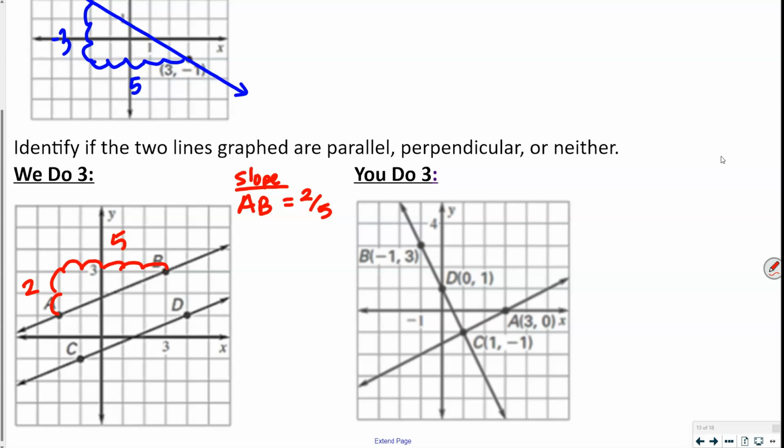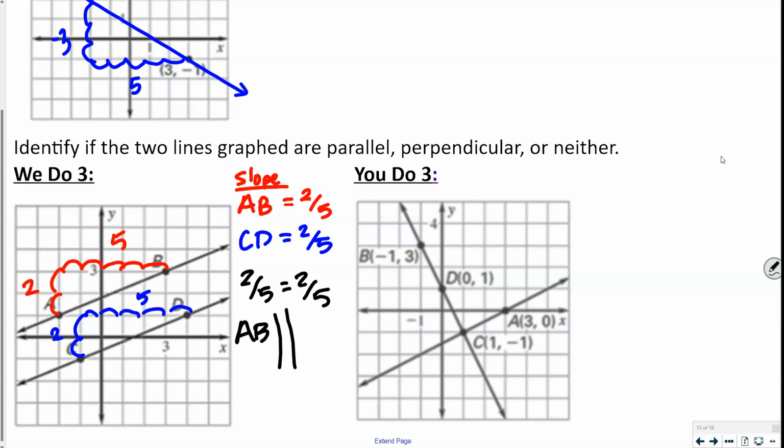So what we want to see is, what is the slope of CD? So here we go again, 1, 2, and 1, 2, 3, 4, 5. So this is also 2/5. So what did we say? If 2/5 is equal to 2/5, what can we say about line AB and CD? Line AB is parallel to line CD, right? Okay, now let's see if you guys can do this with you do 3.